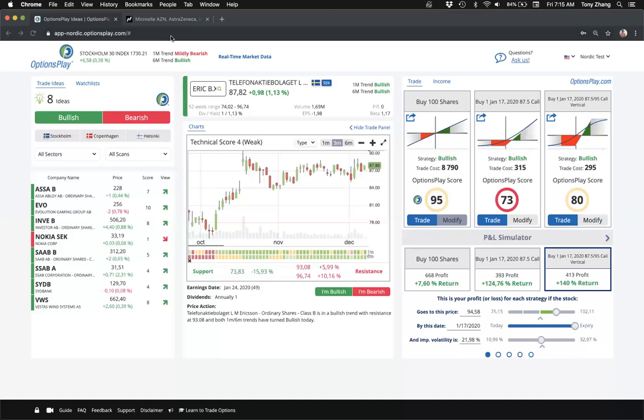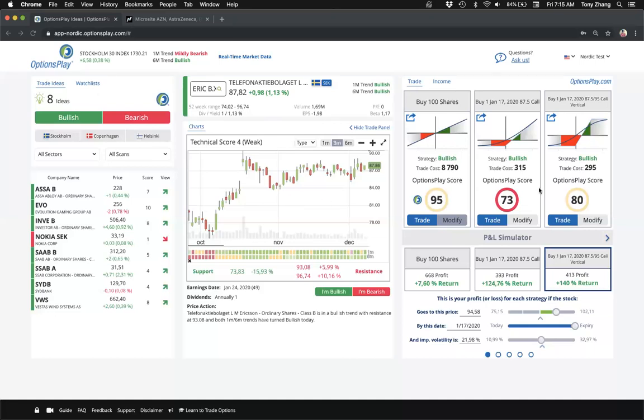So the platform itself, when you log in, is divided into 3 sections. We have trade ideas and watch list here on the left-hand side of your screen. In the middle is our security analysis panel. And on the right-hand side, we have trading and income. Now, the 3 panels, we call it the what, the why, and the how of options trading.